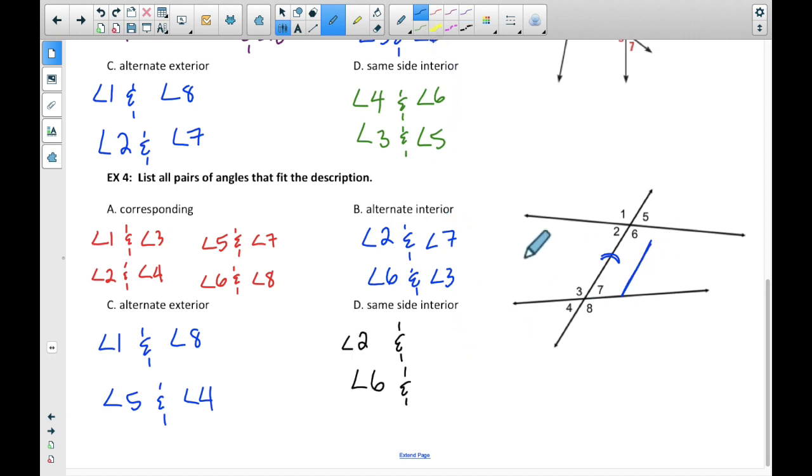Okay, remember that we've mixed it up. You can't go back and look at this drawing to come up with these answers because we mixed up the numbers, just so you know. Same side interior means inside the two lines, but on the same side of the transversal. So we're looking at what does 2 go with and what does 6 go with. So angle 2 and angle 3, those are same side interior. Angle 6 and angle 7, those are same side interior.